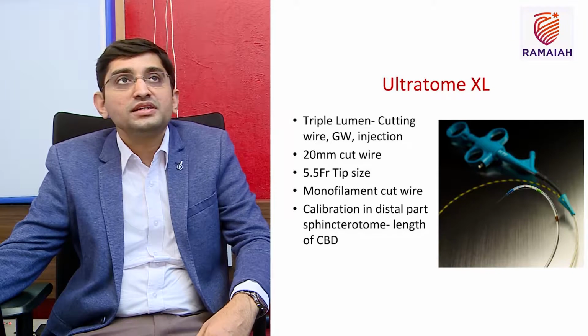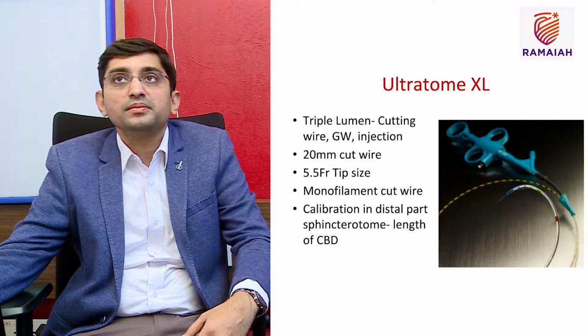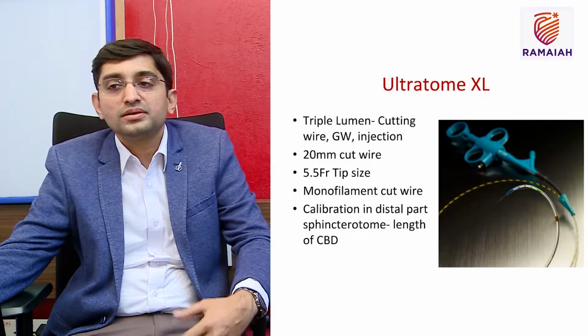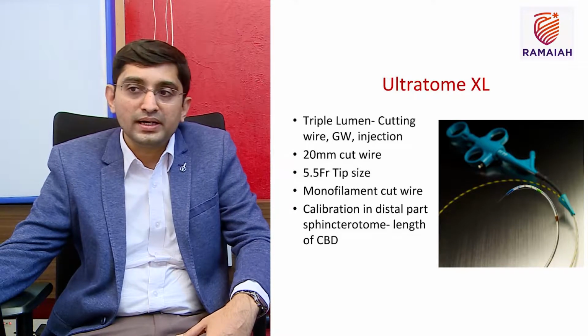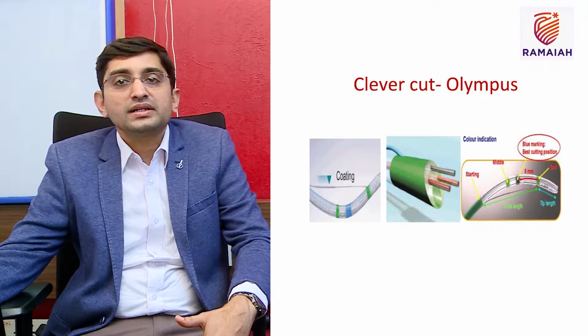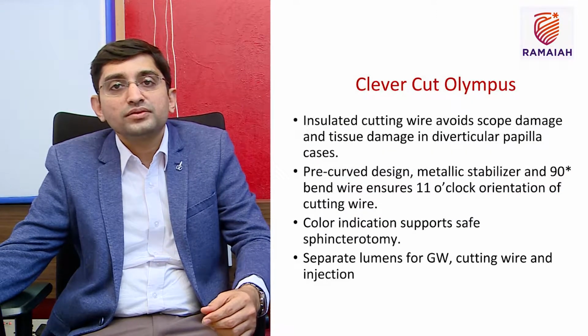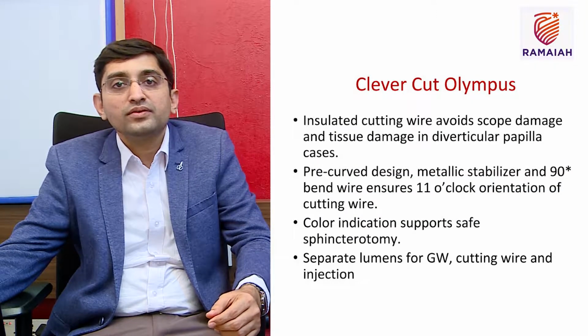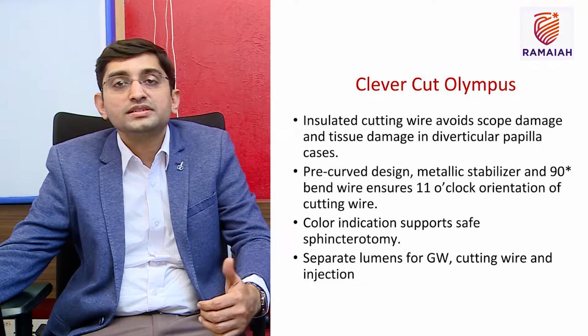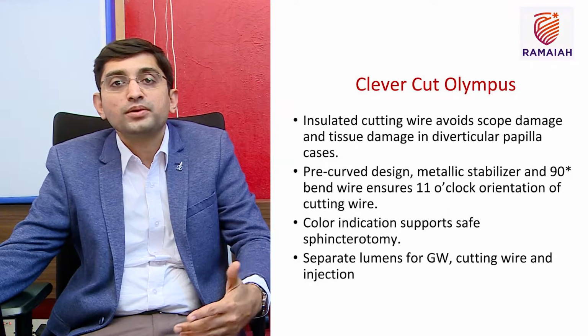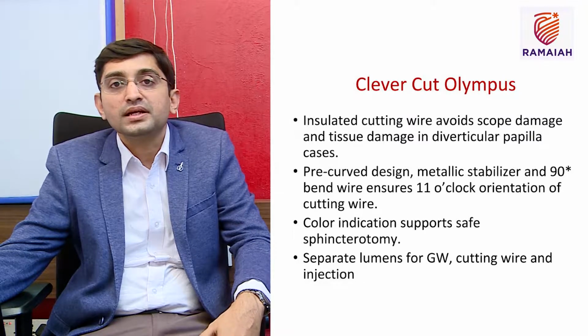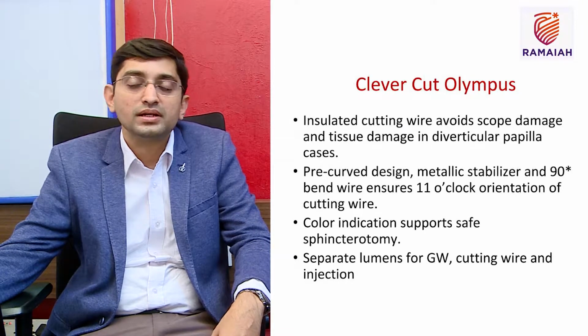The calibration of the distal part of the sphincterotome can be used for measuring the length of the bile duct. Olympus has come with a clever cut sphincterotome, where the cutting wire has an insulation at the tip of the cutting wire, which avoids damage both to the scope as well as the proximal duodenal fold if at all it is coming in the plane of cutting.